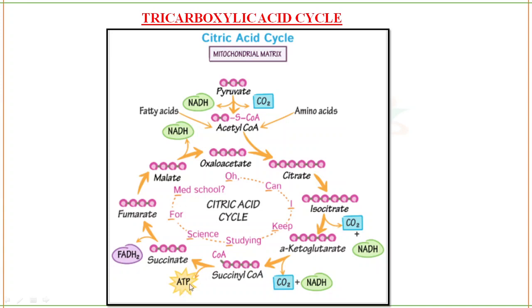One GTP will be removed and it forms succinate. From succinate, one FADH2 will be removed and it will form fumarate. From fumarate to malate, from malate again to oxaloacetate, one NADH will be removed. So this is the reaction pathway, which is an 8-step cycle.